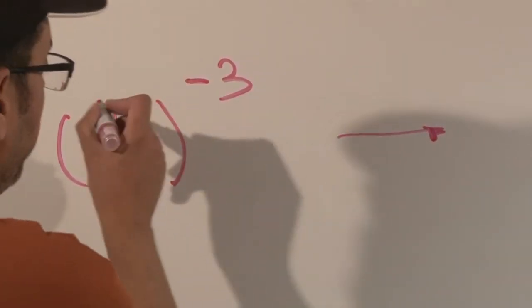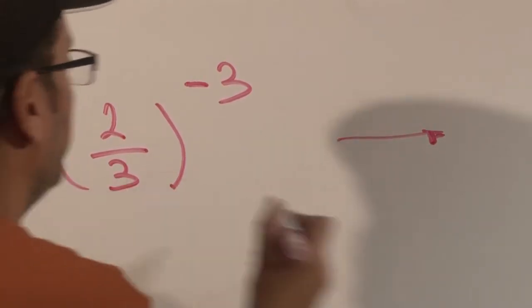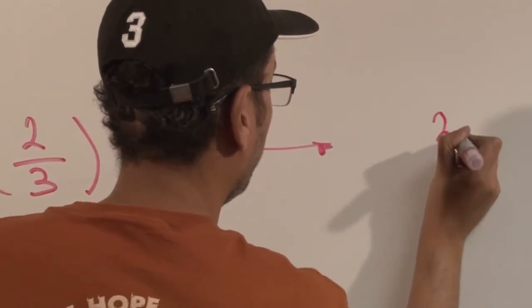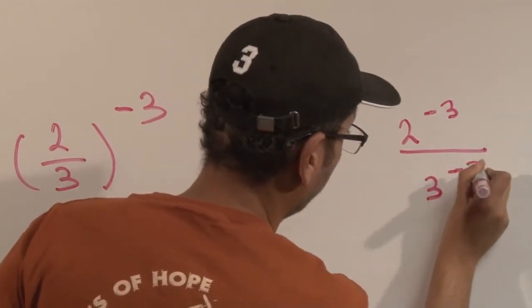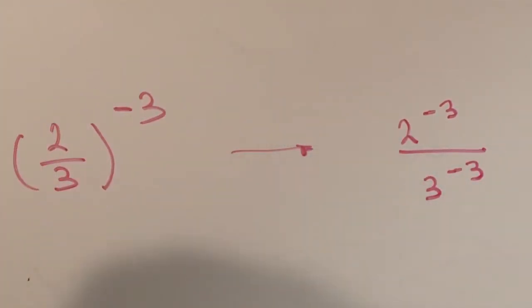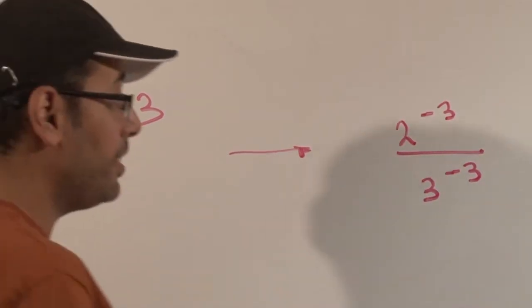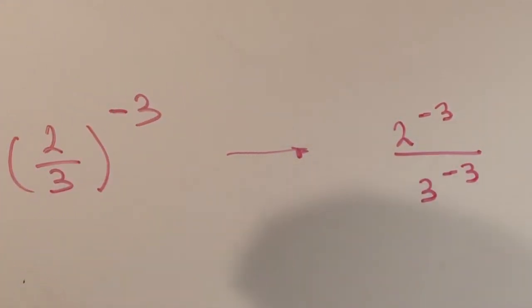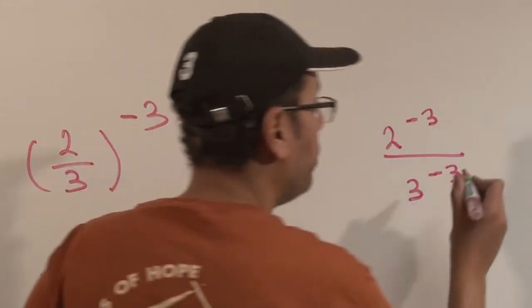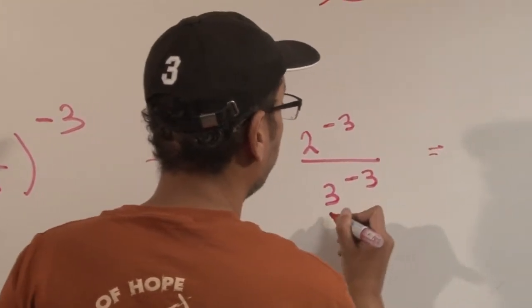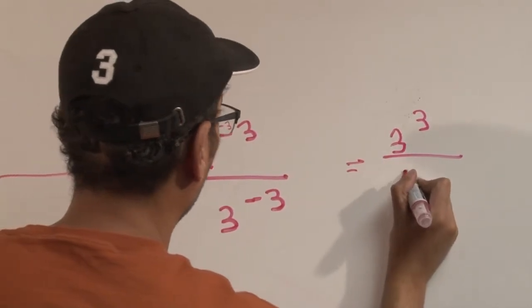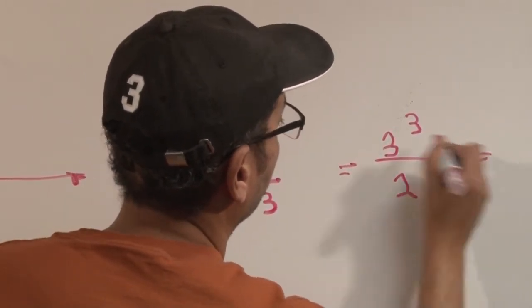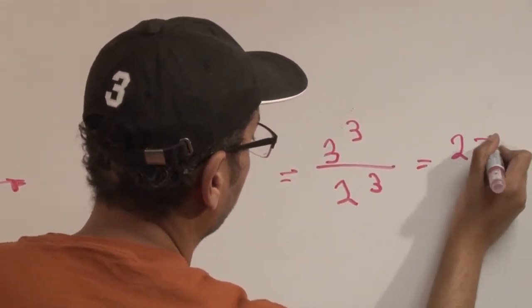First way, distribute the power. So that would be 2 power of negative 3 over 3 power of negative 3. That's easy. And the second step is the same way as the previous example. So that would be 3 over 2, cubed, which is 27 over 8.